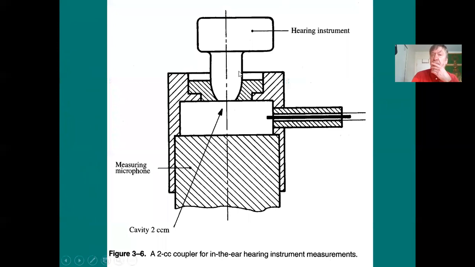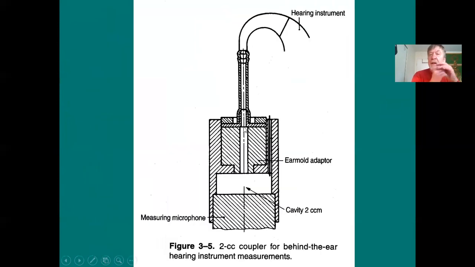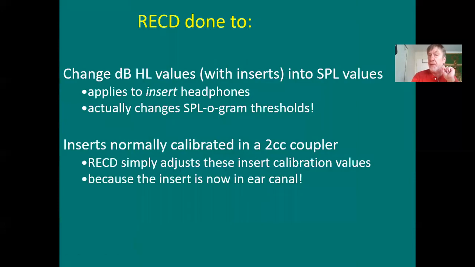Here's a 2cc coupler. And I'll tell you why I'm talking about RECD so much in just a bit here. Here's a hearing aid on a 2cc coupler. You've got 2 cubic centimeters of air. And here's a BTE measured on a 2cc coupler. And once again, that white square is 2 cc's of air. Well, remember, the closed ear canal is smaller.